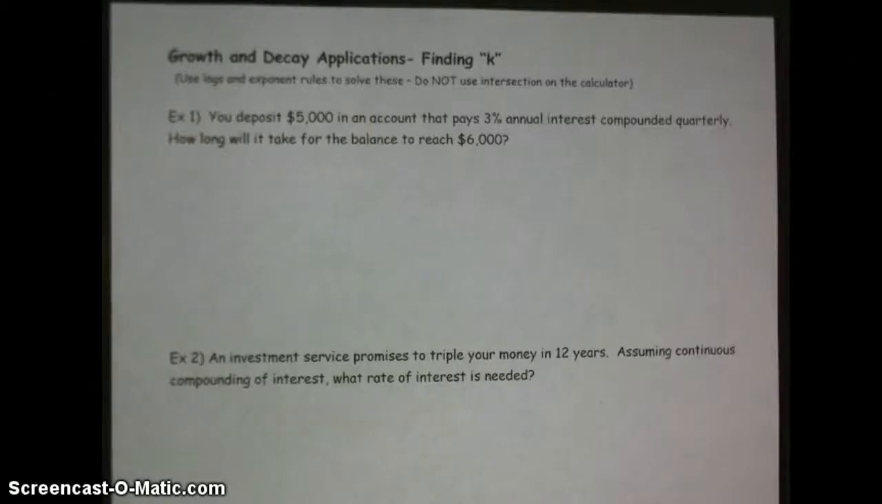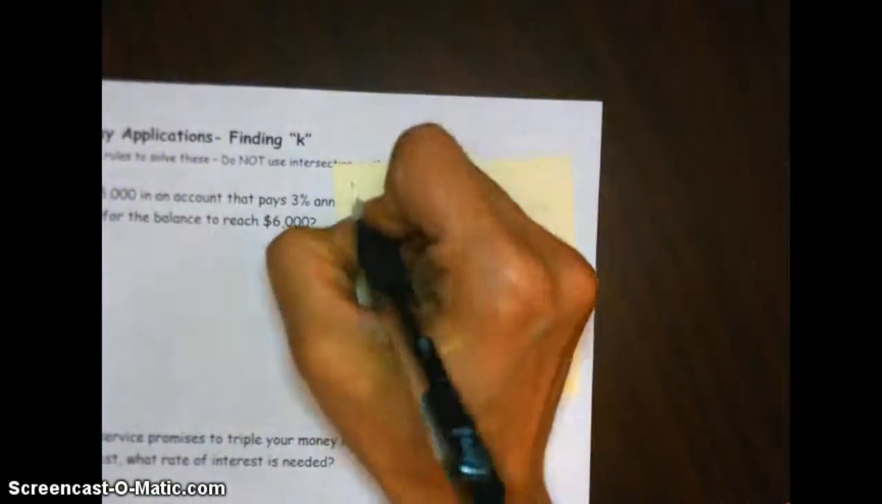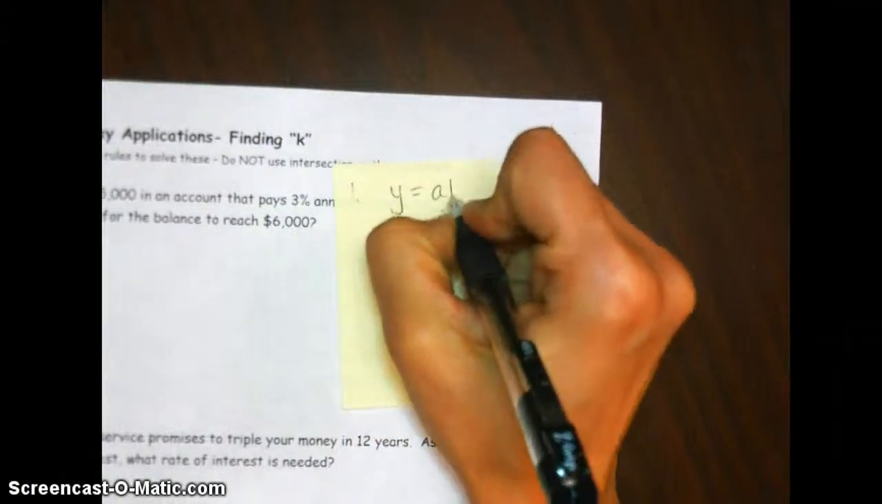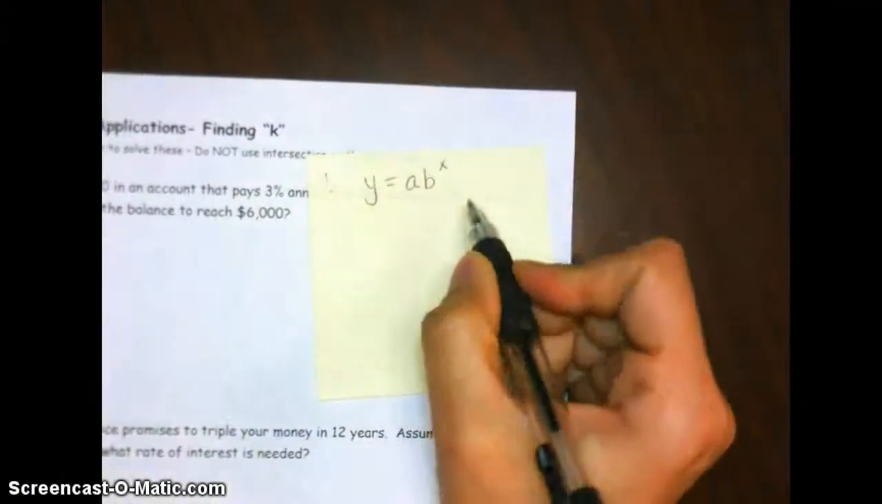All right, so in our finding K notes, what we're doing is we're going to have to reference back to some exponential equations that we did in the last unit. So let's recap what those equations were. We have a general one that is y equals a times b to the x power.